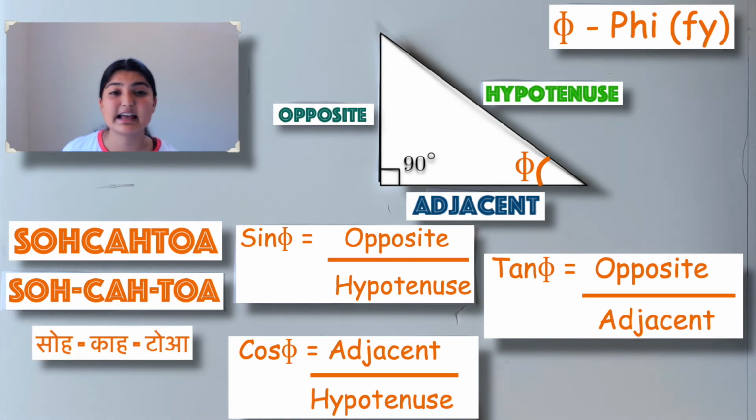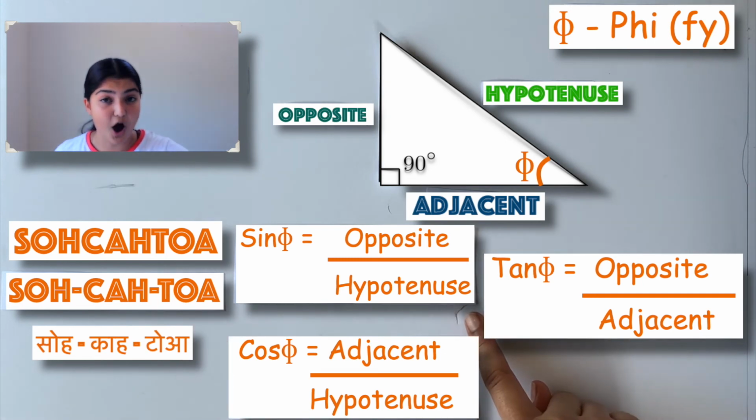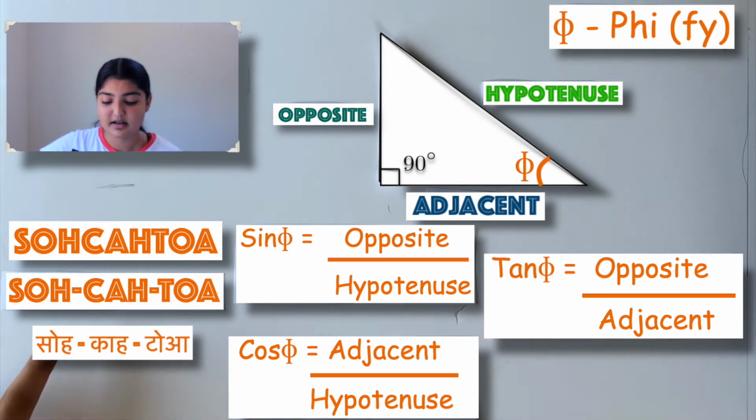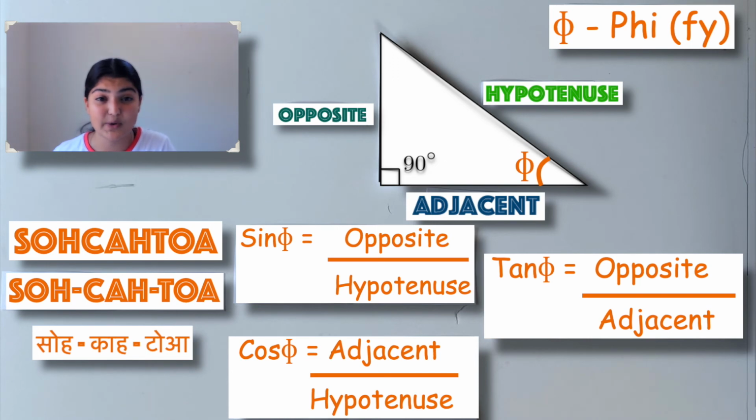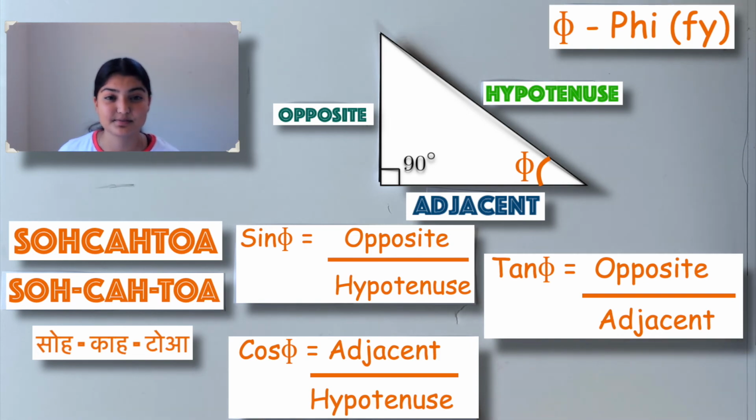SOH stands for sine, which is equal to the opposite over the hypotenuse. CAH stands for cos, or cosine, which is equal to the adjacent over the hypotenuse. And finally, TOA, which stands for tangent, which is equal to the opposite over the adjacent.